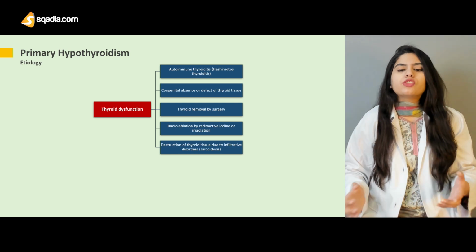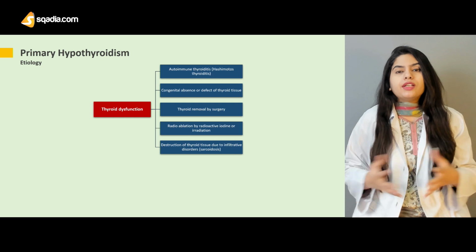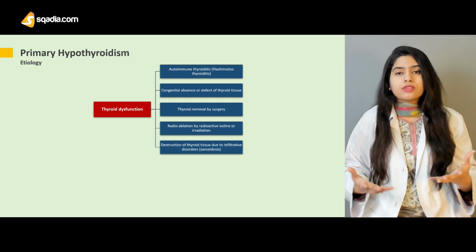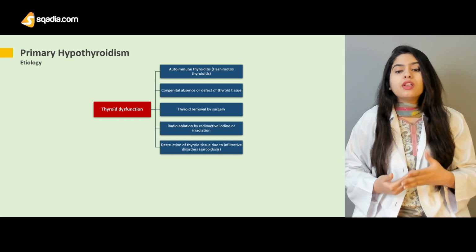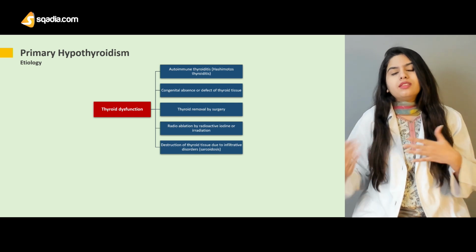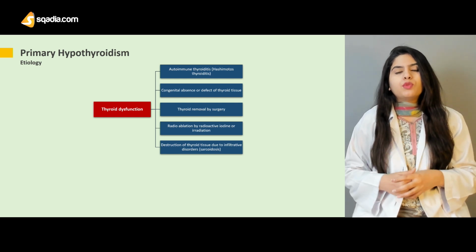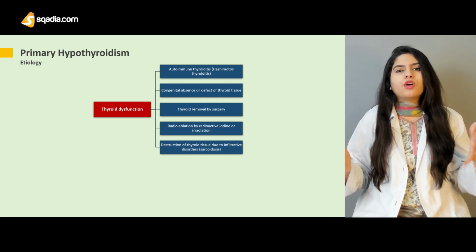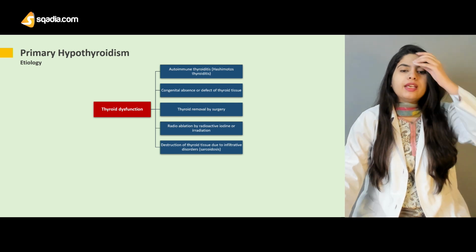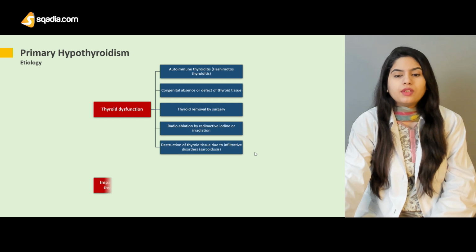There can be destruction of thyroid tissue due to infiltrative disorders. Infiltrative disorders like sarcoidosis can lead to the destruction of the thyroid tissue or thyroid cells. So when the cells are destroyed, ultimately they are unable to produce the thyroid hormone, whatever the level of the thyroid stimulating hormone or the regulatory hormone is. So this will cause a decrease in the level of the thyroid hormone.